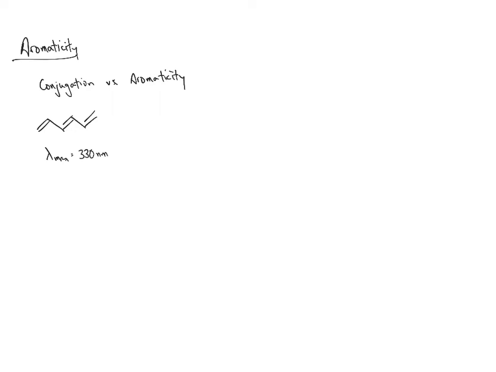and that's a longer wavelength than, let's say, 1,3-butadiene. Now, what if we were to place these same 6 pi electrons not in a straight chain, but in a cyclic system?